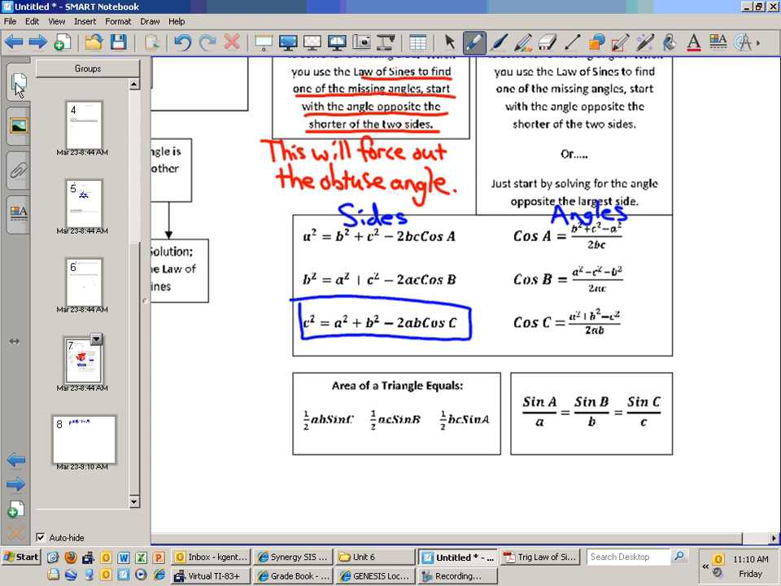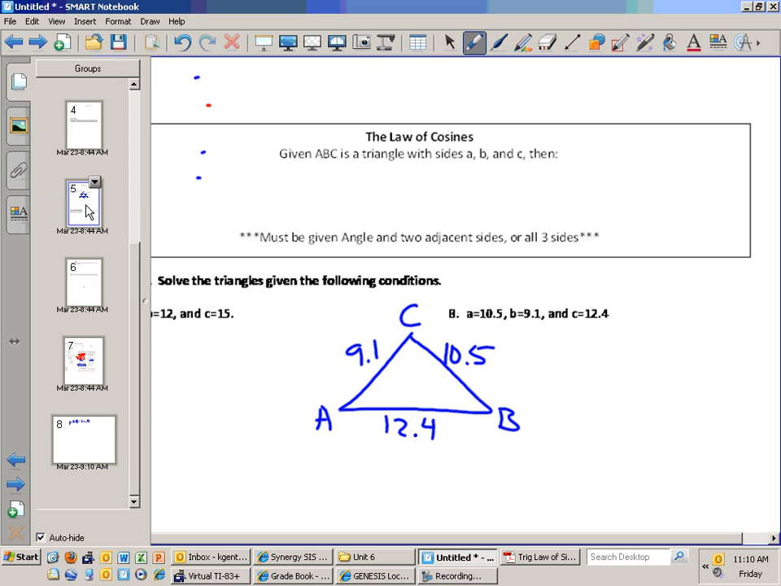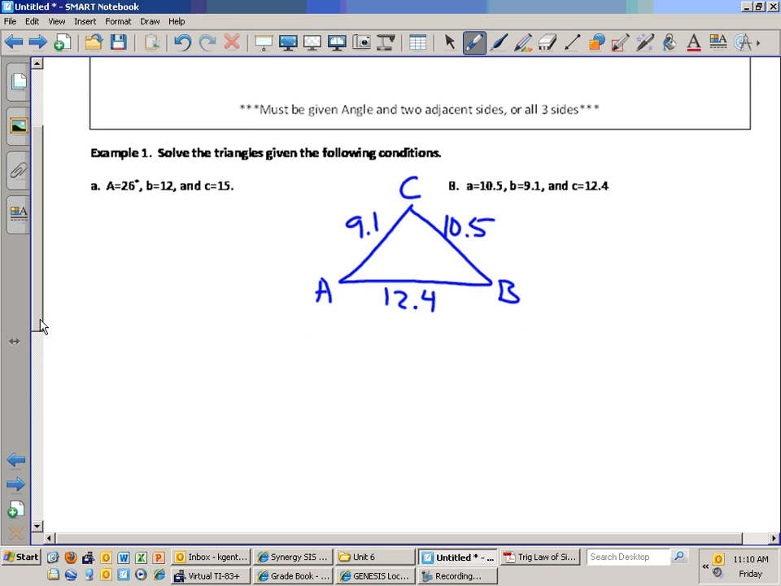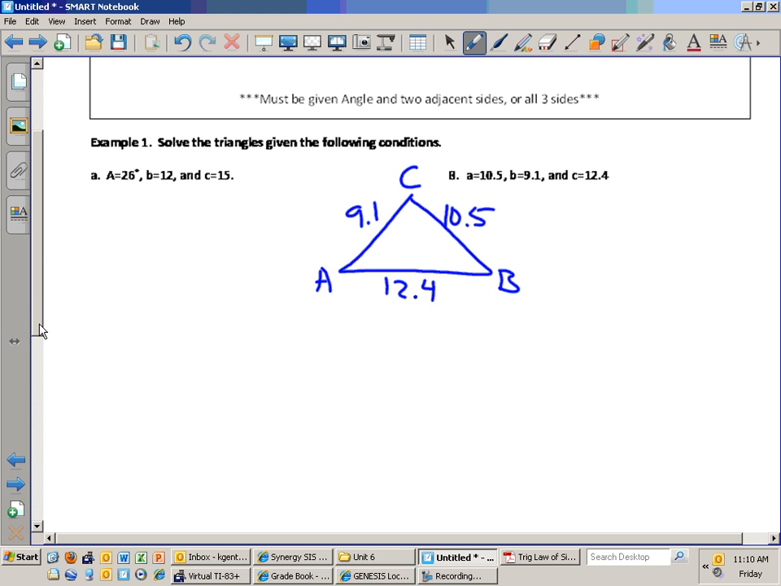So the question still remains, is it possible that there's an obtuse angle? Yes. If there's an obtuse angle, which angle would it be? Angle C. Why?